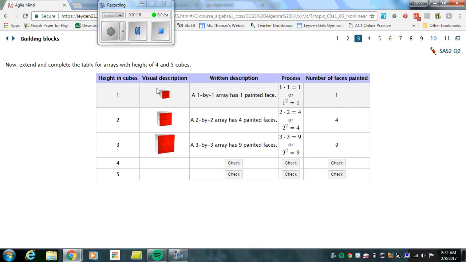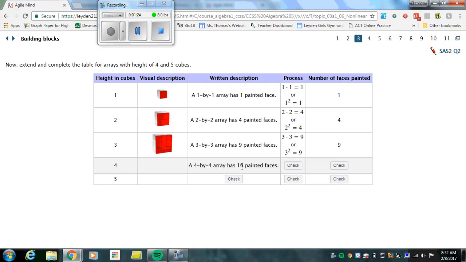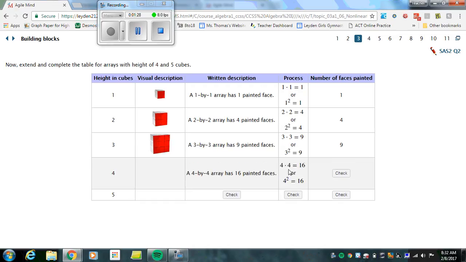So let's move on. We already did the first 3. What if the height of the cube is 4? Then a 4 by 4 array has 16 painted faces. I can write that down as 4 times 4 equals 16. Or since there are 2 4s, I can write that down as 4 squared equals 16. Either way, the number of faces painted is 16.